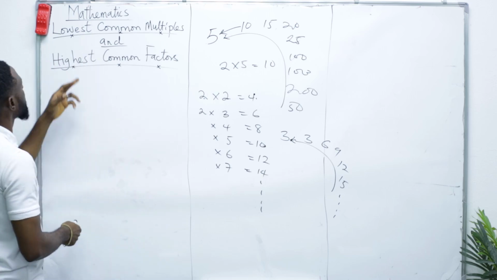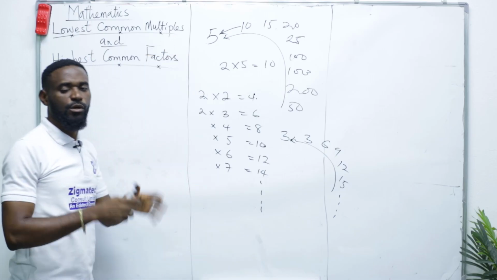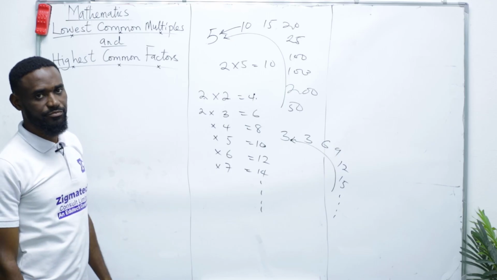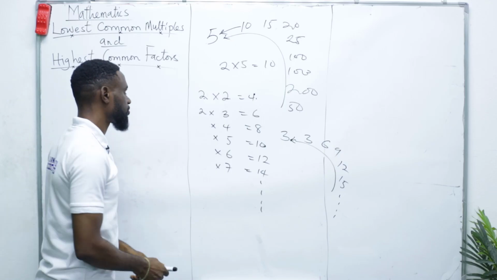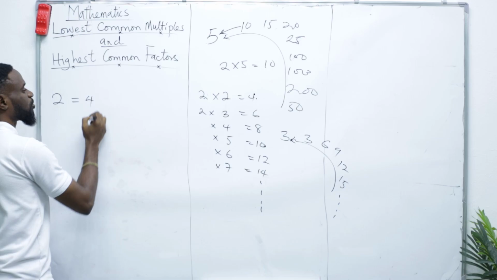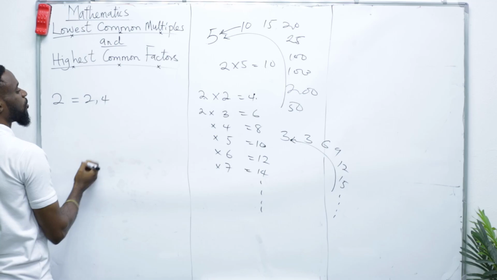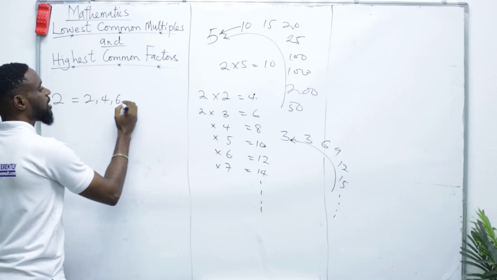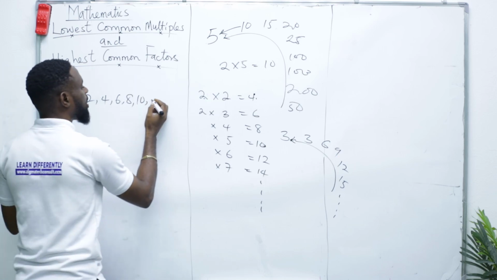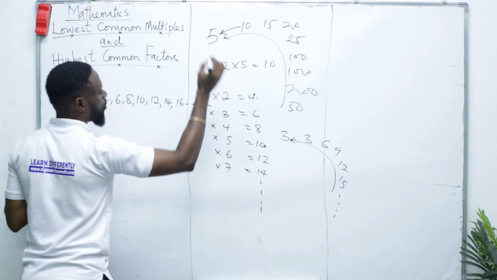So when we say lowest common multiple of numbers, let's take for instance 2 and 3. Multiples of 2: let's even start with itself. 2 is a multiple of 2, 4 is a multiple of 2, 6, 8, 10, 12, 14, 16, and so on.